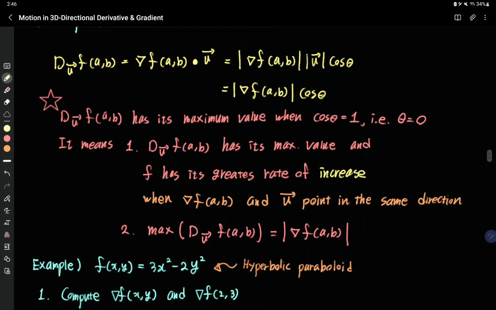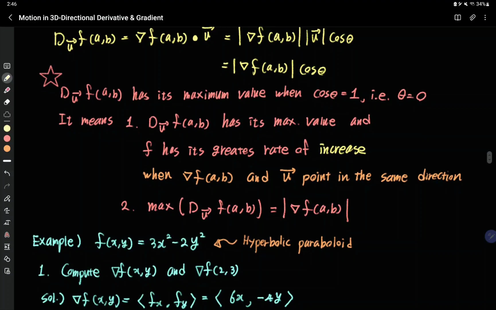Okay, and then the second point. So what's the maximum value? The maximum value is nothing but the magnitude of the gradient f. So we get the maximum rate of increase when the gradient f and the direction vector u point in the same direction. Then we get the maximum rate of increase.